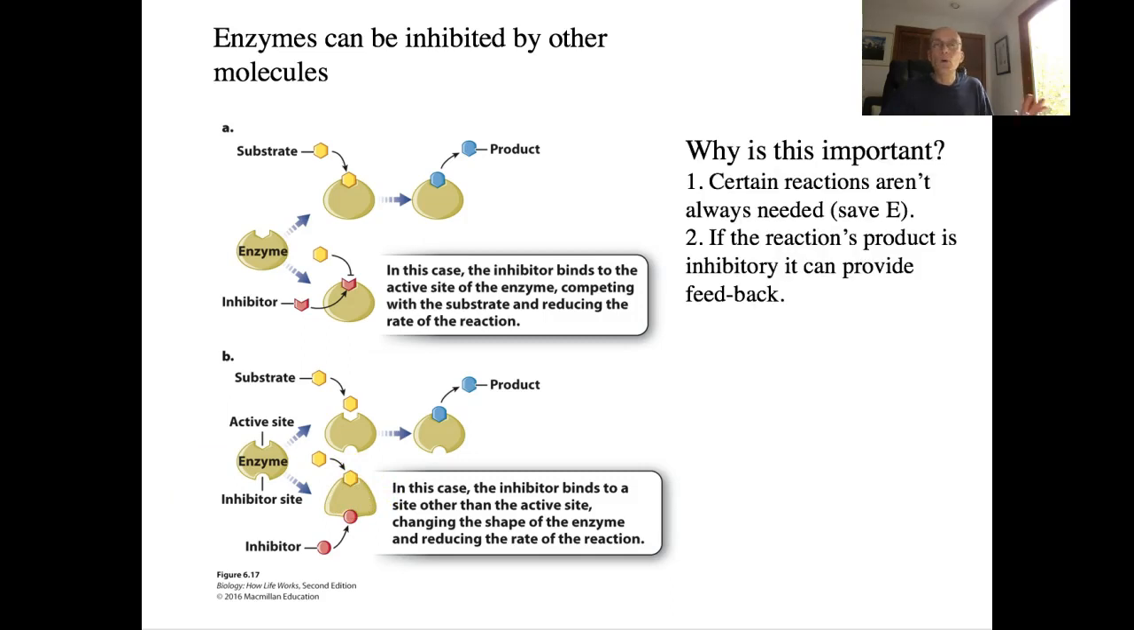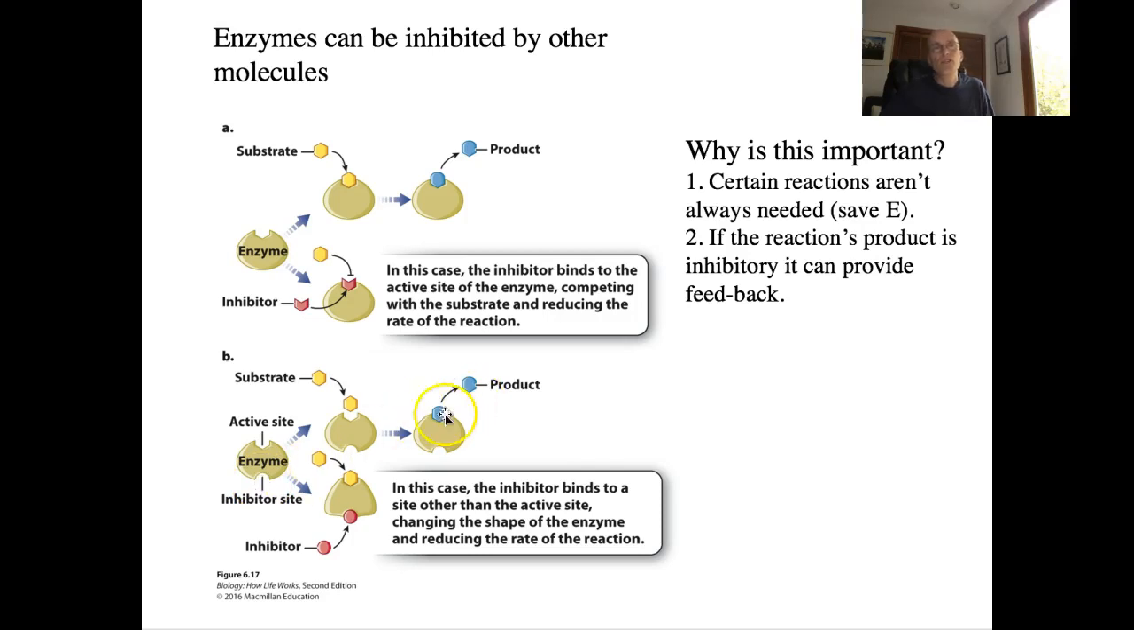So why is this important? It's important because certain reactions aren't always needed, right? So this reaction is great, but it's not always needed. So therefore, when it's not needed and it can be temporarily turned off, that would save energy. It's also a great way for the cell to know that it might have a lot of this product, if that product itself could bind to the enzyme and inhibit it to produce what's called a feedback reaction.